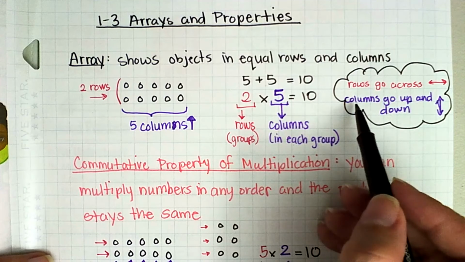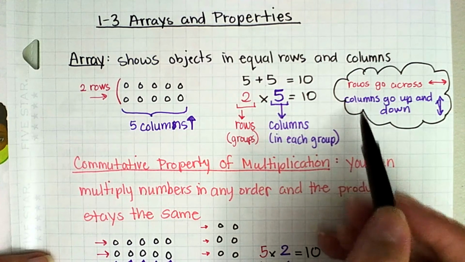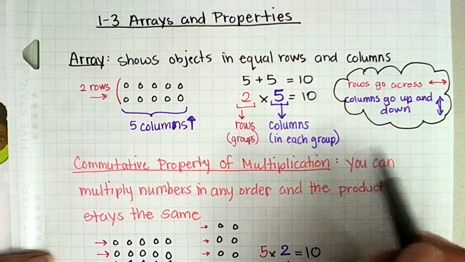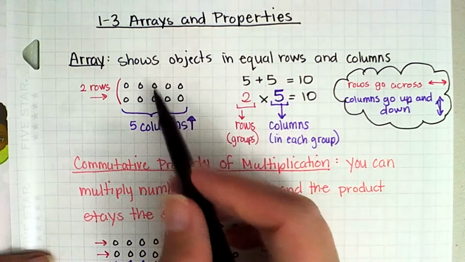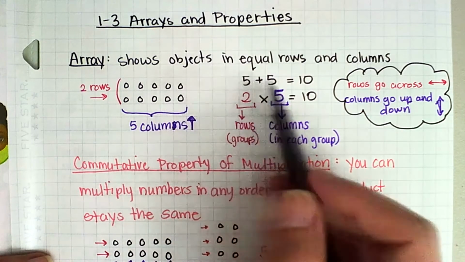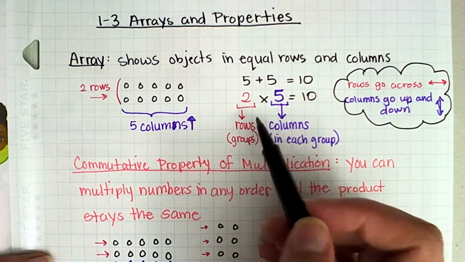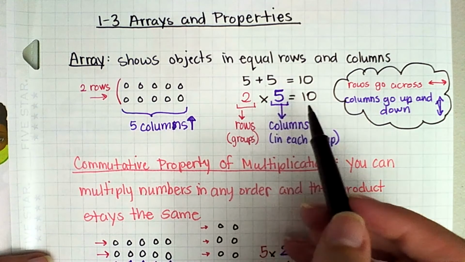An easy way to remember that is columns has the letter L, and the letter L goes up and down. So as an addition sentence for here, I can say 5 plus 5 because I have 2 groups of 5. Or I can write it as a multiplication. 2 times 5 equals 10.